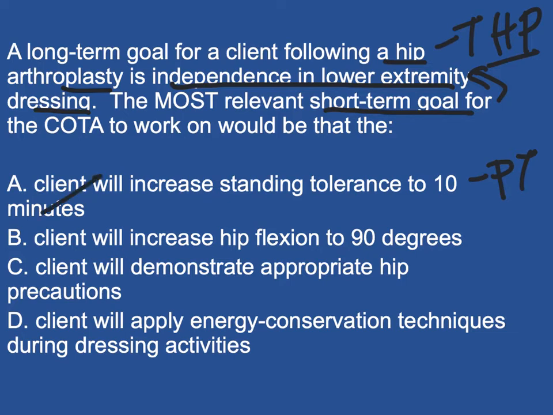The next one, client will increase hip flexion to 90 degrees. Well, we know our patient has total hip precautions, right? We don't want to increase hip flexion, right? So we're going to eliminate that one. Definitely wouldn't be, this is also another PT goal anyway, right? We would never be working on increasing hip flexion. So let's look at the next one. Client will demonstrate appropriate hip precautions.